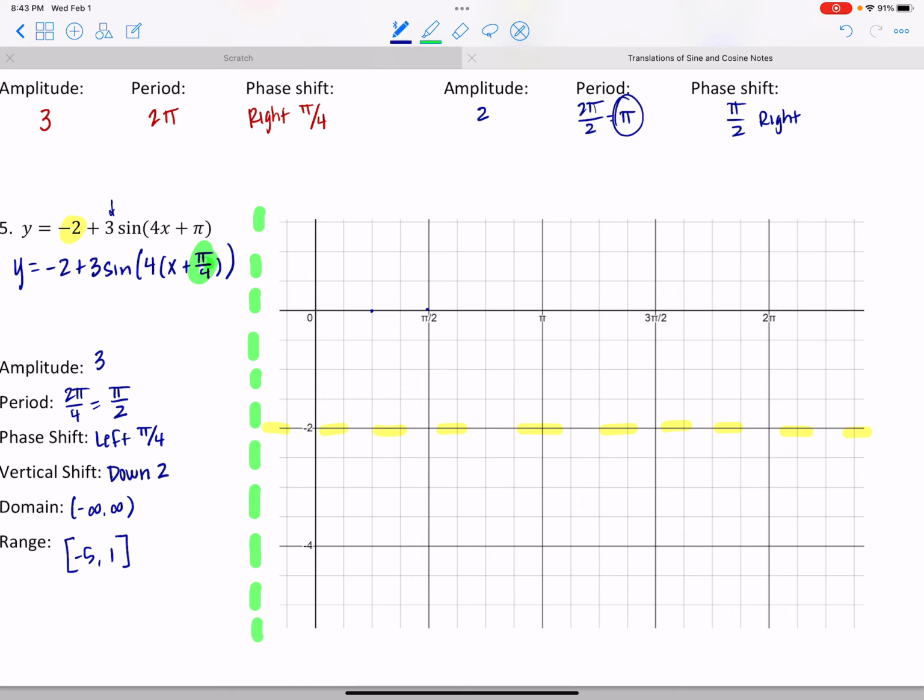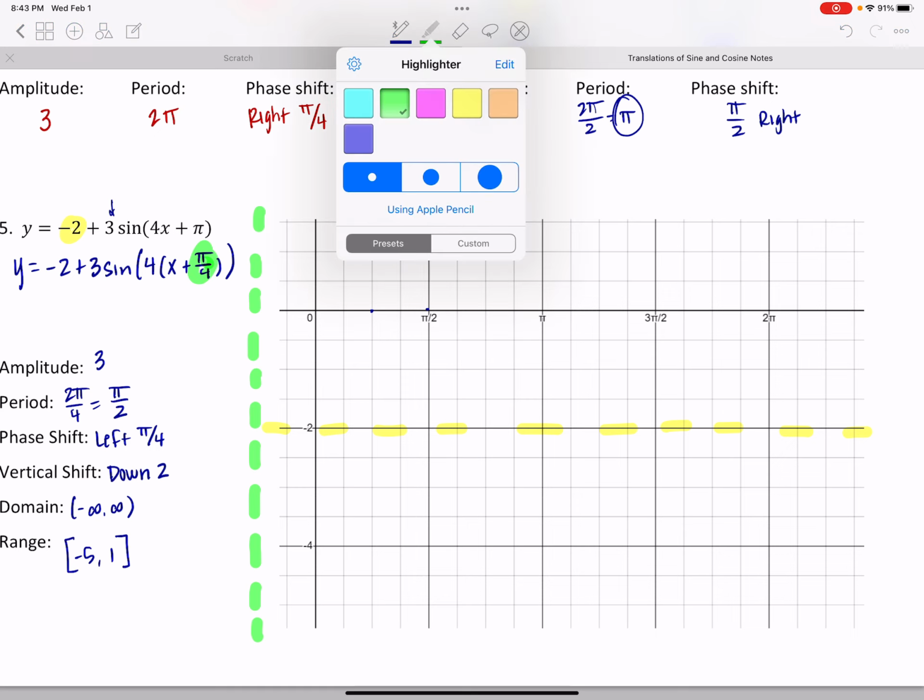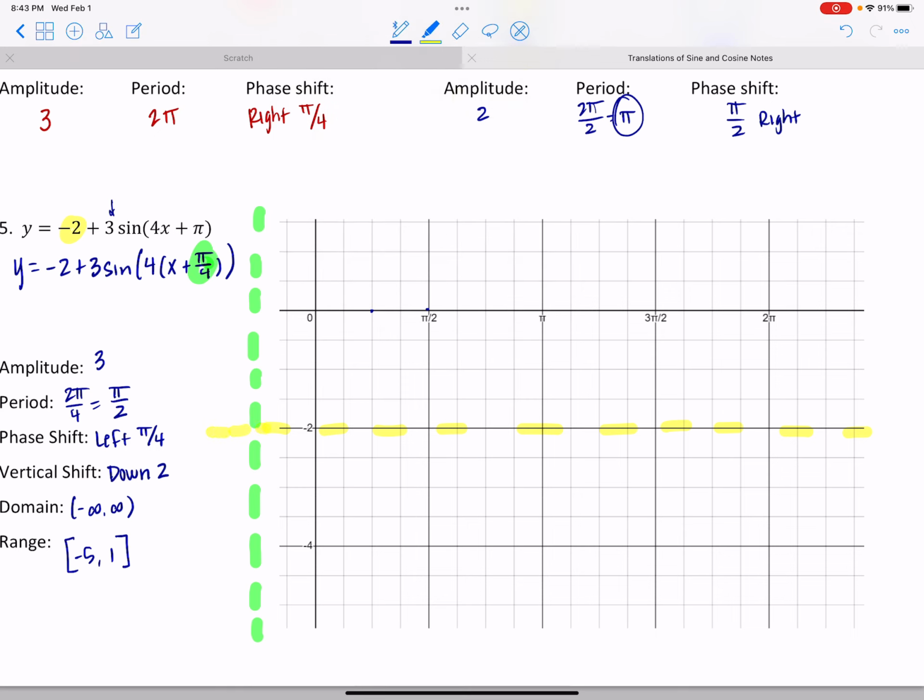So instead of starting at the origin, I'm going to use this little intersection as my reference. Okay, so let's pretend that intersection is my origin. So this is a sine curve. It's going to start normally at 0, 0. Well, I have to shift pi over 4 to the left and then down 2, and that's going to be my new reference. Okay, so that's where I start.